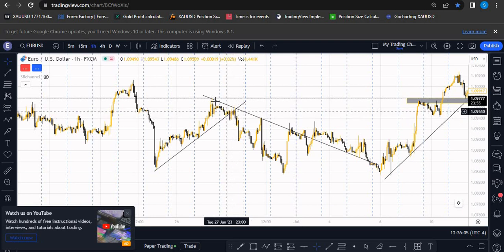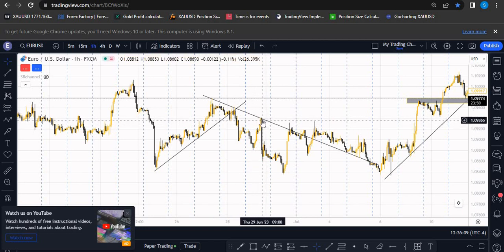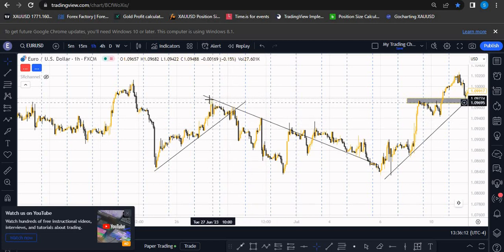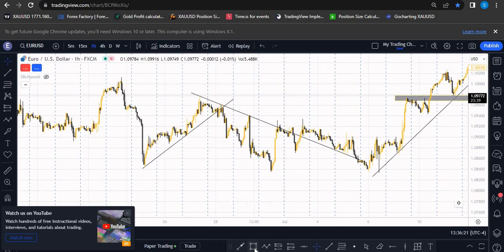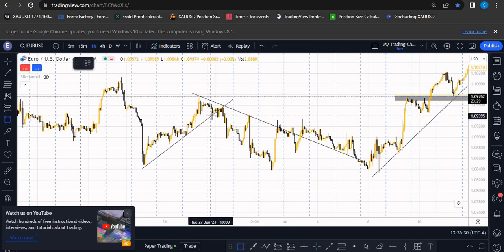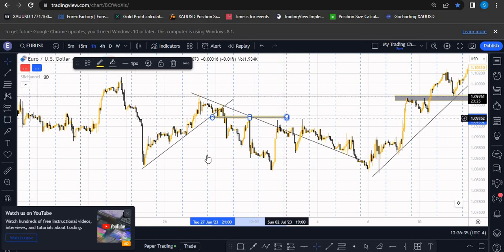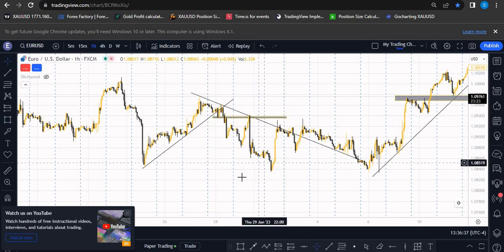So now this is the first touch, this is the second touch, and we're expecting to take our trade on this touch right here. When the first touch happened, it came down, then pulled back to this trend line right here. Then when the third touch happened, the price came down to this low right here, and then shot aggressively to the downside.